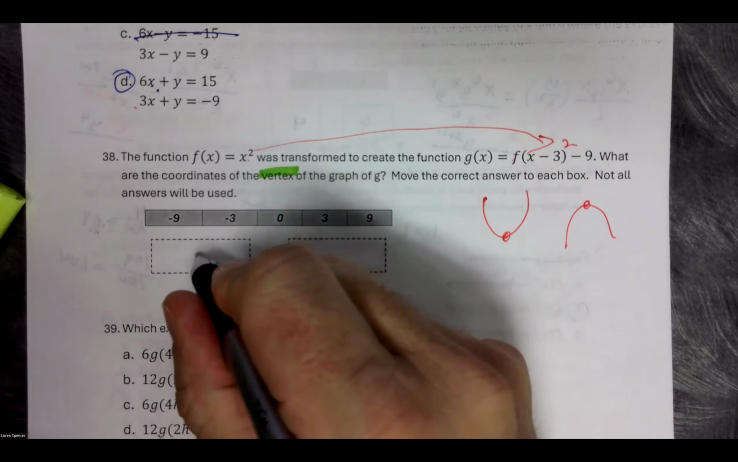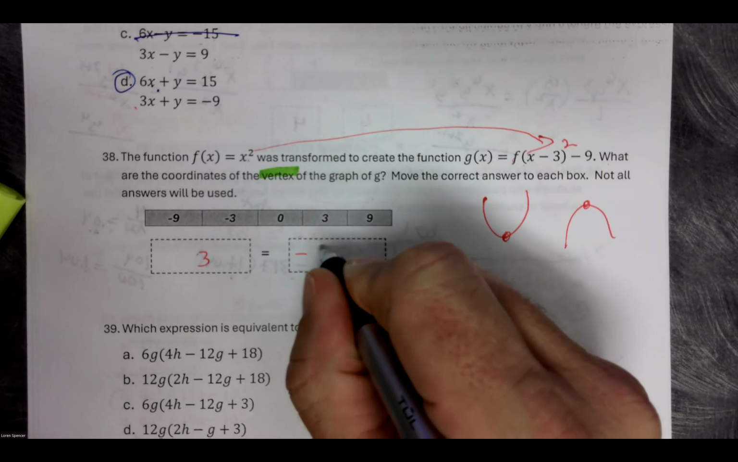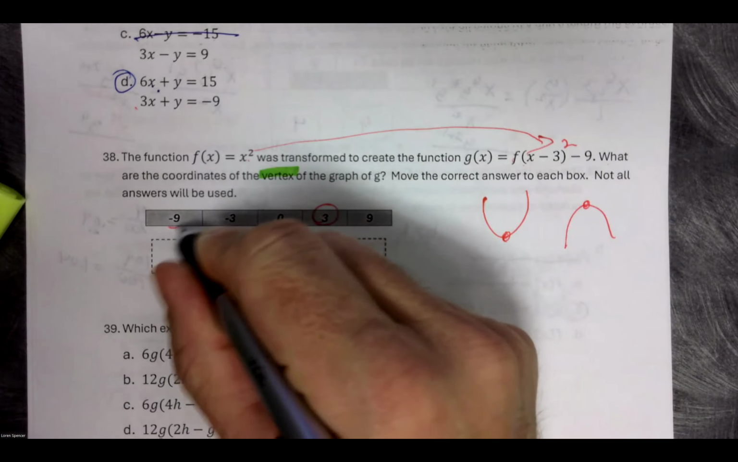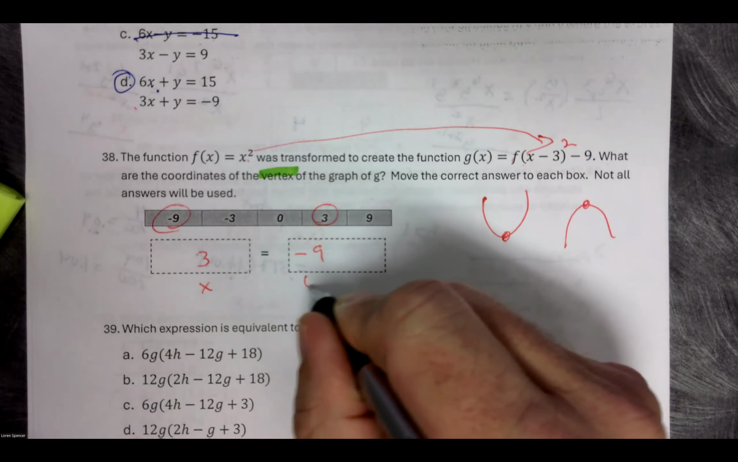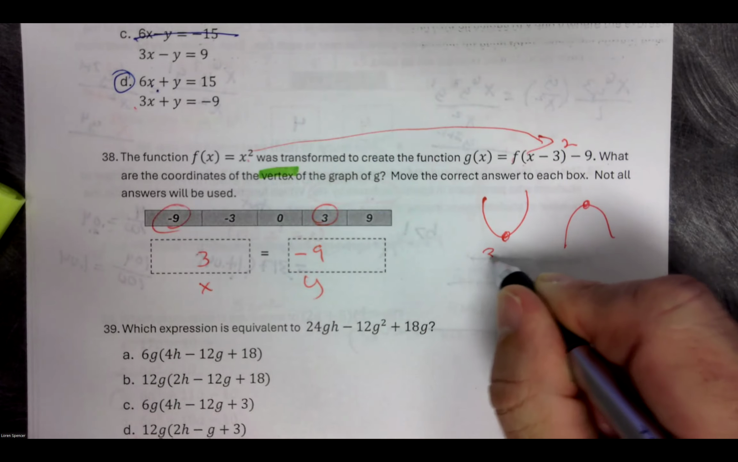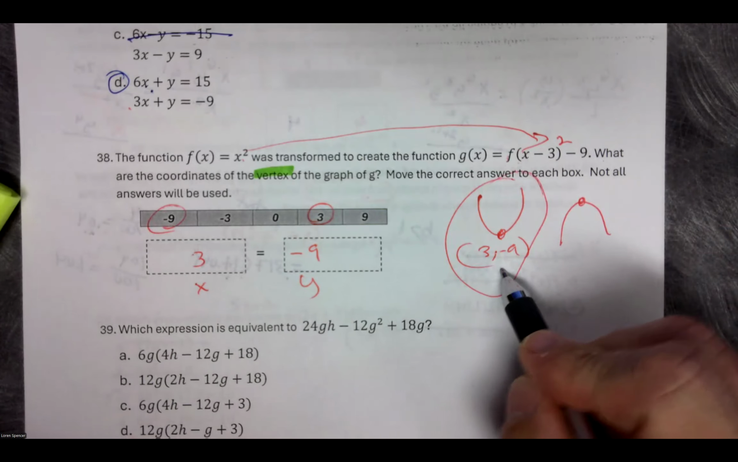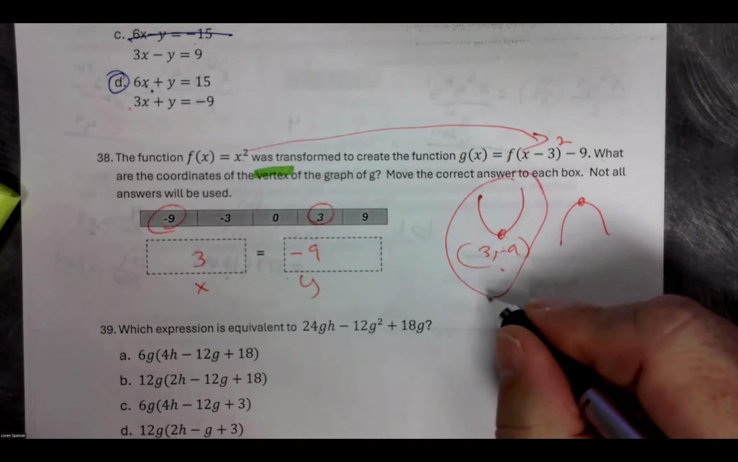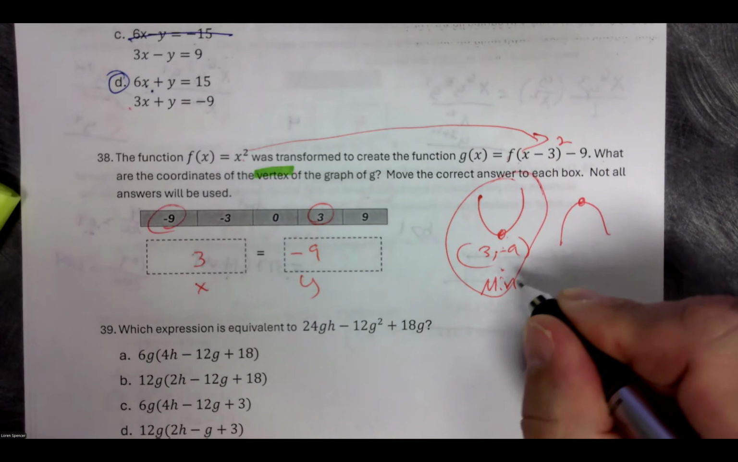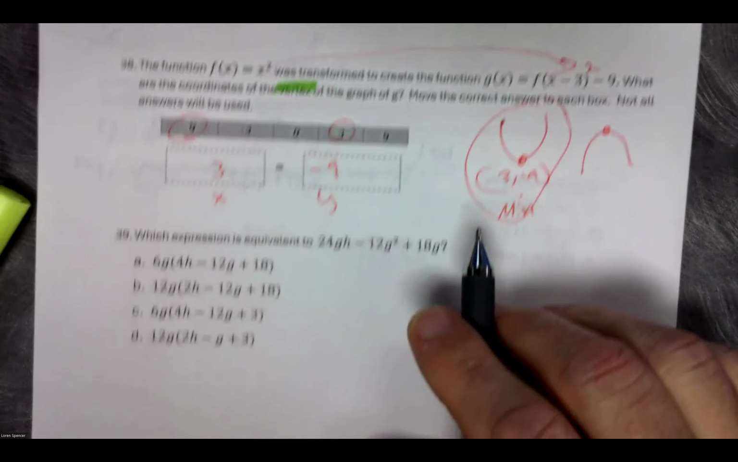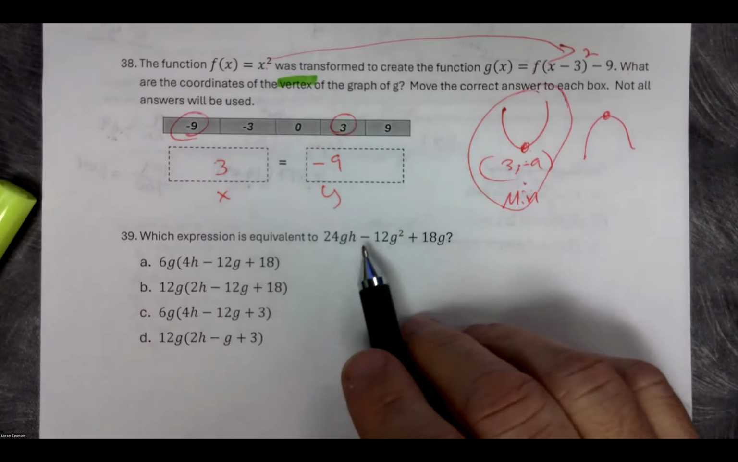So our point here is (3, -9). We use these two values. This is my x, this is my y, because our parabola looks like this: (3, -9). Remember, this is a minimum, and that's my vertex. Which expression is equivalent to this?